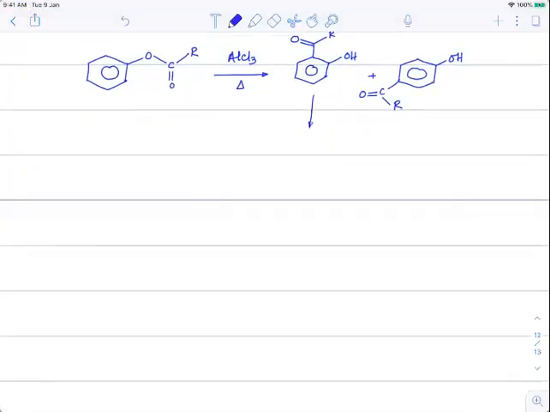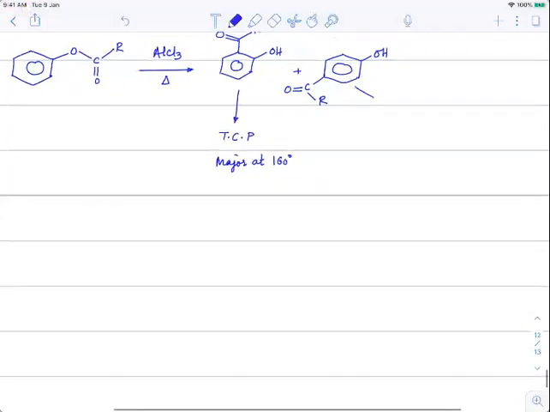Usually ortho is thermodynamically favored because you can see there is a stability, it is becoming more stable, and this is the major product at around 160 degrees. मतलब हाई टेम्परेचर पे हमेशा ये मेजर होगा. This is the kinetically favored product, and that is major at 80 degrees or below.